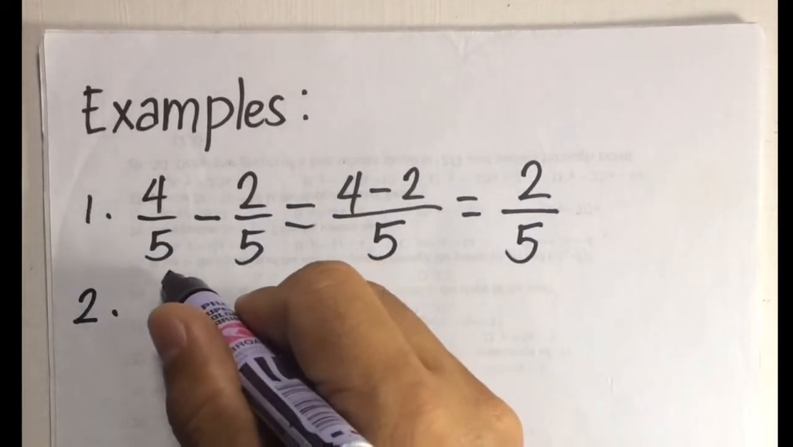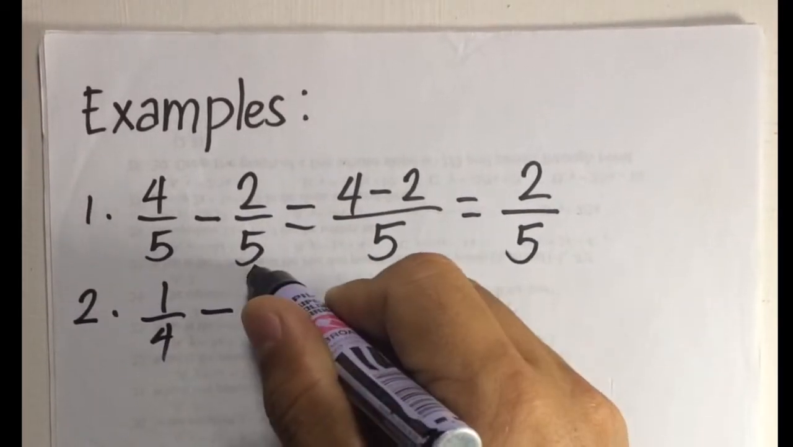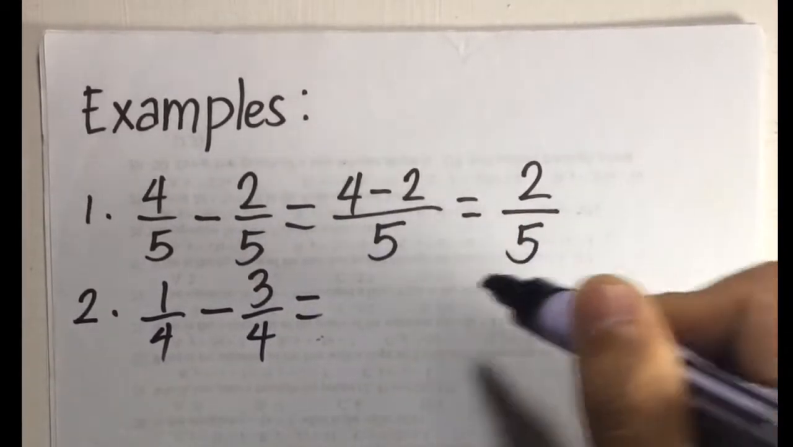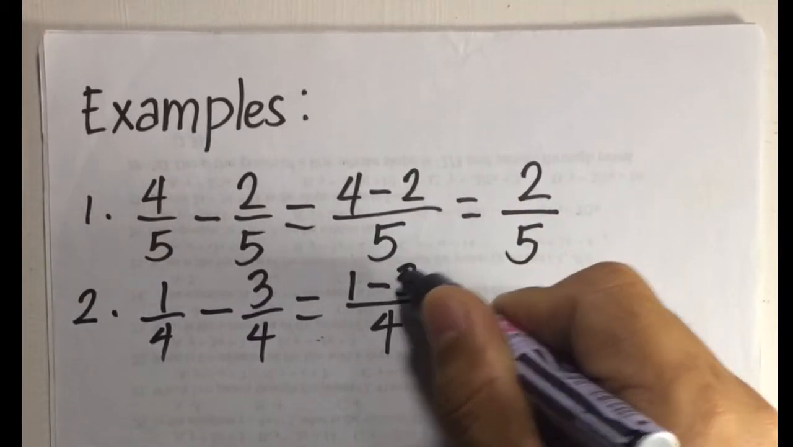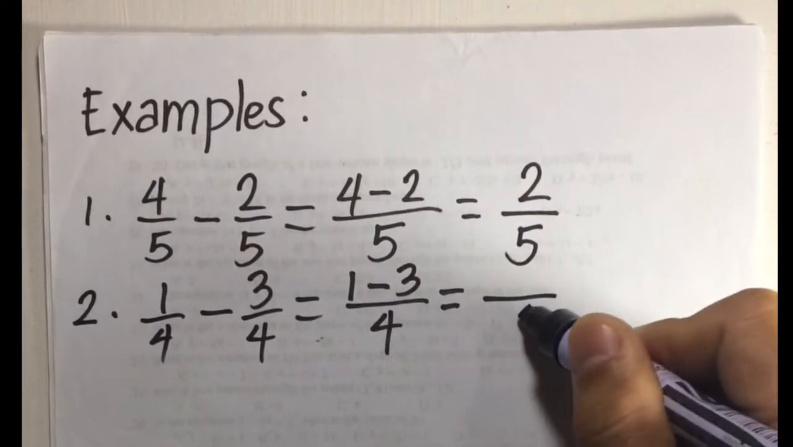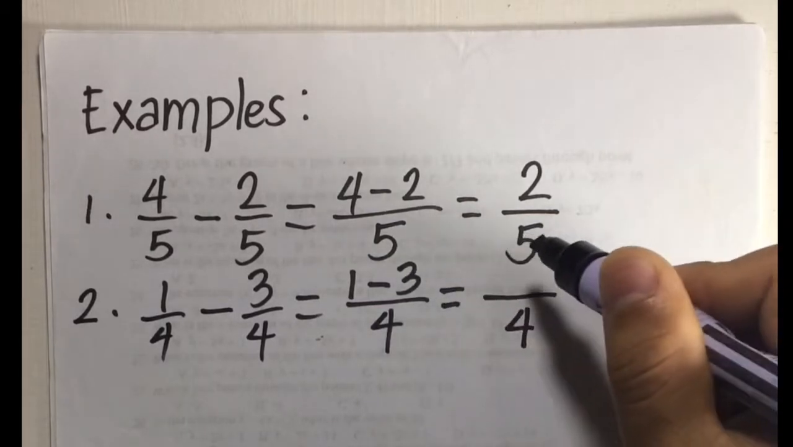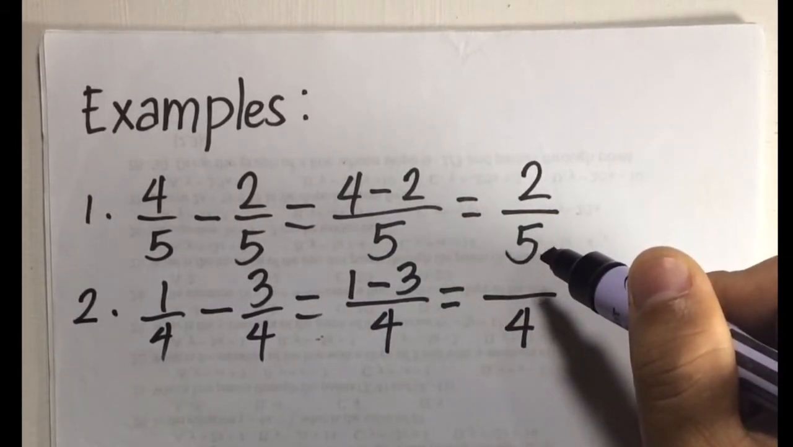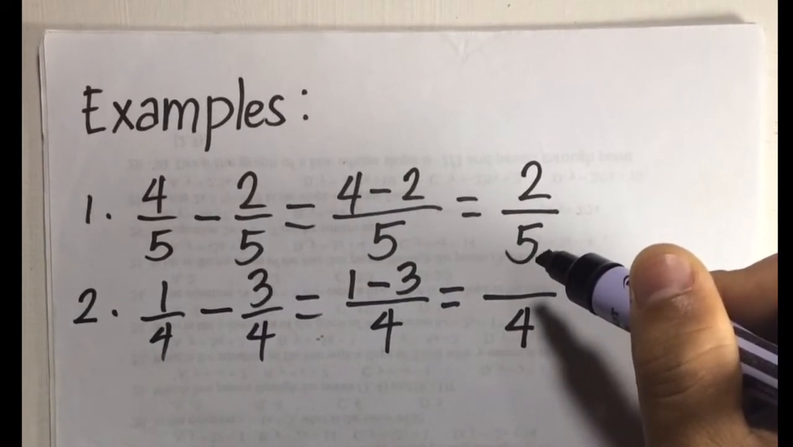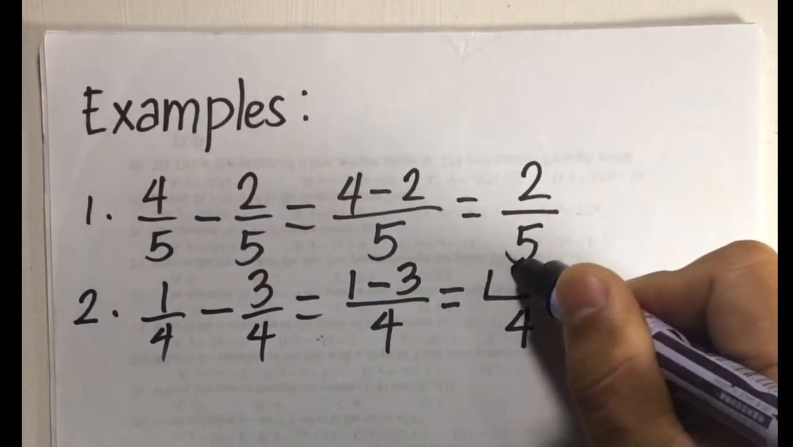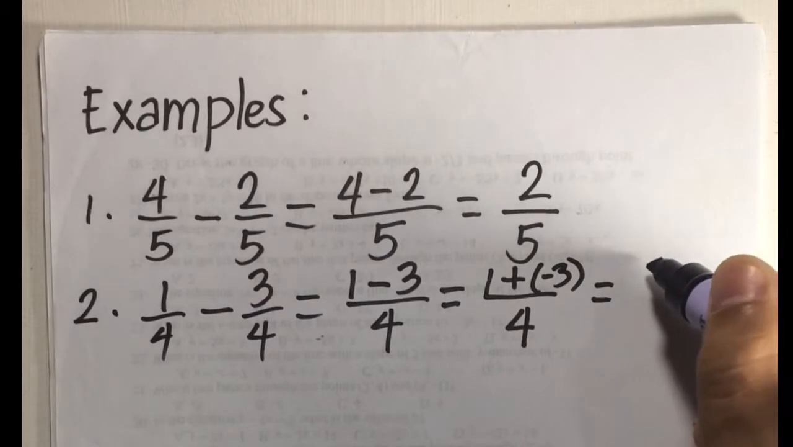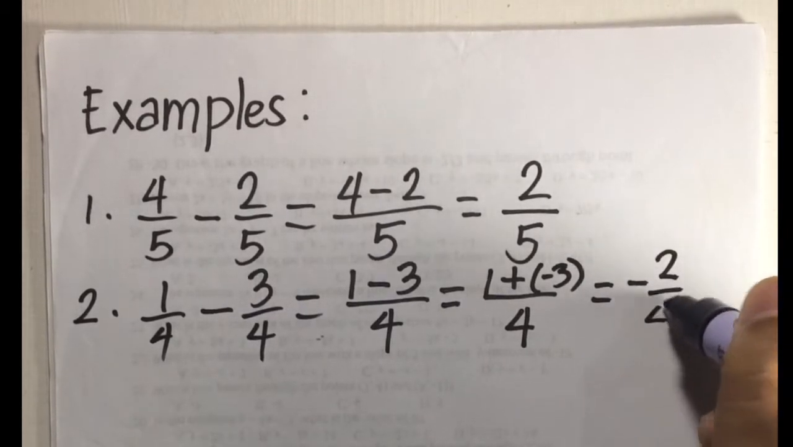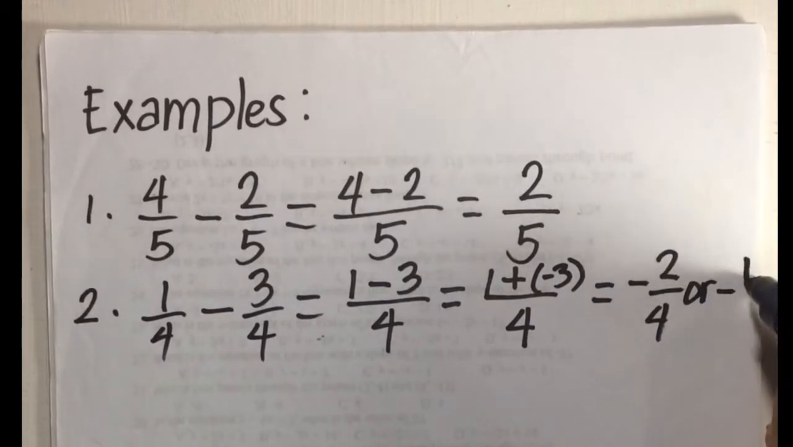Number 2. Let's have 1/4 minus 3/4. So we're going to copy the denominator 4, then subtract the numerators. 1 minus 3. So copy the denominator 4 here, and 1 minus 3, applying the rules in subtracting integers. 1 minus 3 is the same as 1 plus negative 3. Then you're going to have the answer as negative 2 over 4, or this is equivalent to negative 1/2.